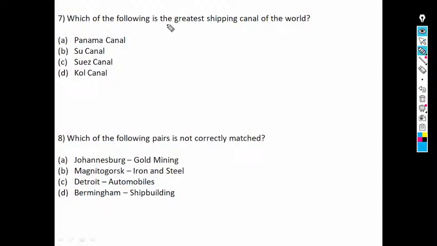Next, see which of the following is the greatest shipping canal of the world. Greatest shipping canal of the world. Panama Canal, Suez Canal, Kiel Canal. It is the greatest shipping canal of the world.